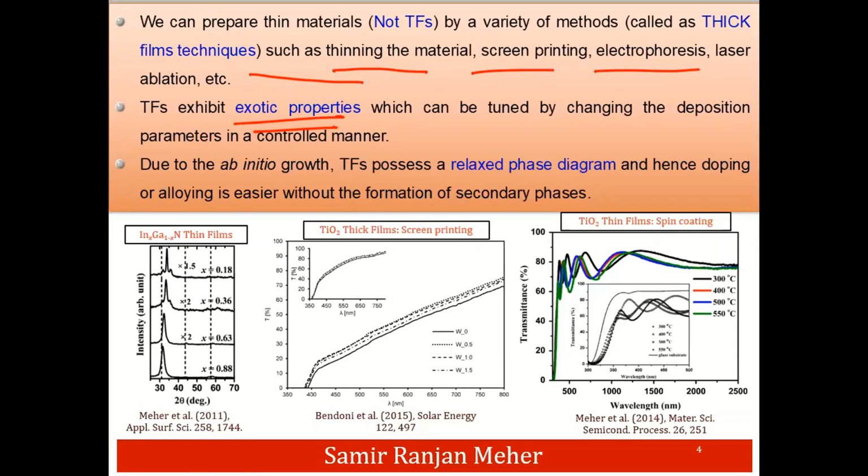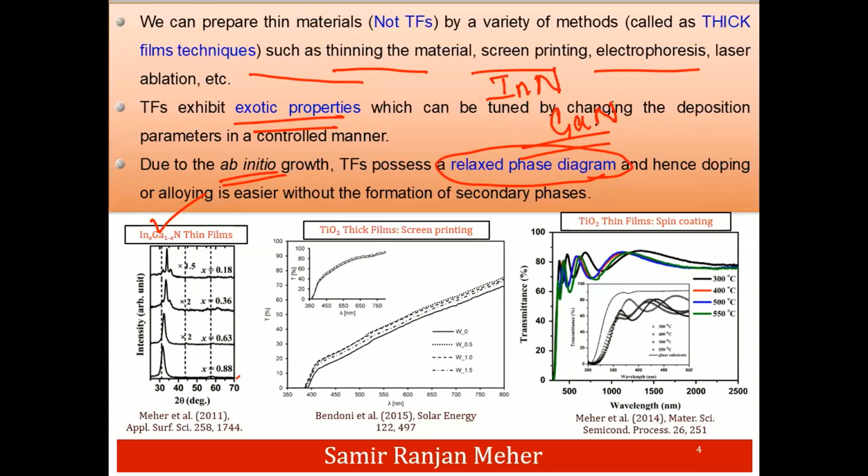And the properties can be tuned by changing the deposition parameters in a very controlled manner. And since it involves atom by atom or molecule by molecule growth, we can have a very relaxed phase diagram. Here I've given one example for the growth of indium gallium nitride thin films. Basically, it is an alloy between indium nitride and gallium nitride. When we mix these two, that is indium nitride and gallium nitride, through any solid state synthesis method, we will get a phase separation. We will not be able to get the alloy in the entire composition range.